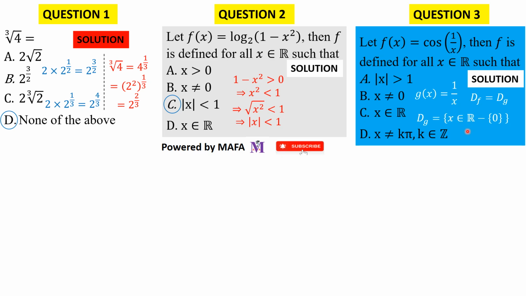So it is defined for all x in the set of real numbers excluding 0, which means x is different from 0. And since the domain of definition of f is actually the domain of definition of g, then we can conclude that option B is correct. The domain of definition of cosine of 1 on x is x in the set of real numbers excluding 0. So option B is correct.